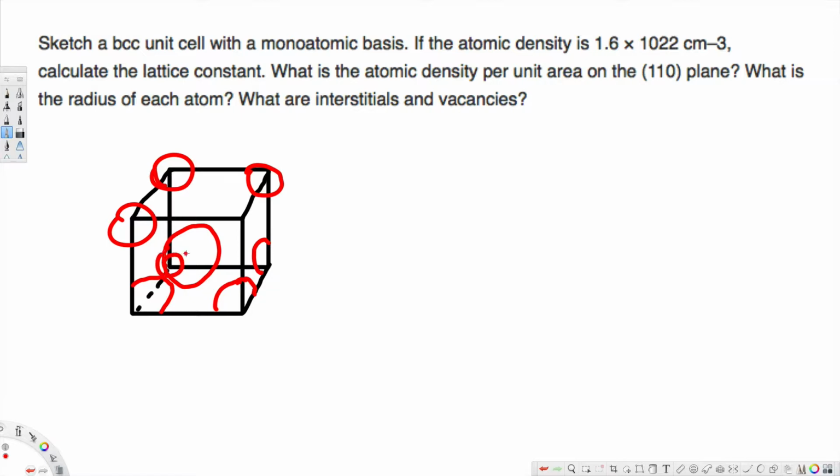and one in the back, right? So there are 8 corners, and each has 1/8 of the atom. So 1/8 times 8 corners plus 1 atom in the middle, totally we have 2 atoms. Okay, now let's look at the second question.